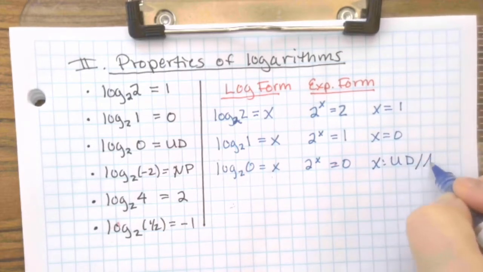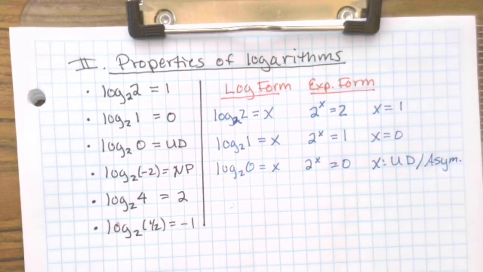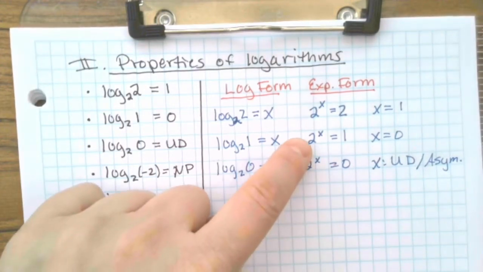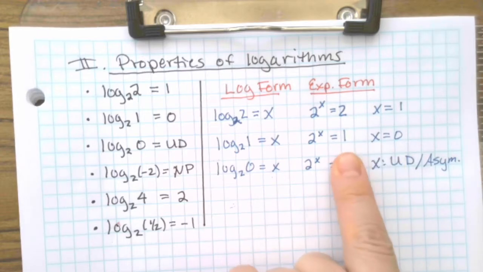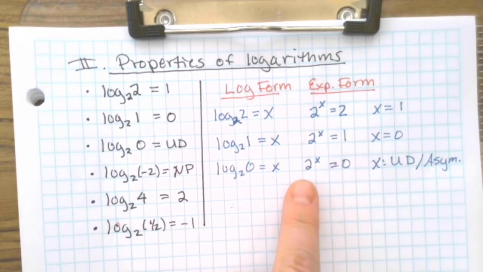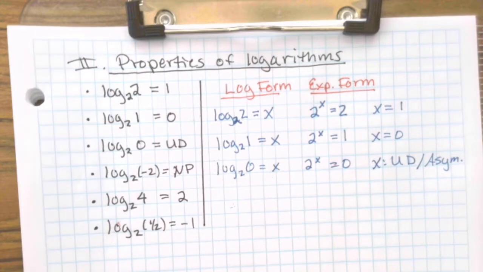Or in the case of graphing, that will be an asymptote, but you can't get a 0 from a 2 to the power of x. 2 to the power of 0 equals 1, but there's nothing you can raise it to the power of to make it equal to a 0. All right, let's do the next one.